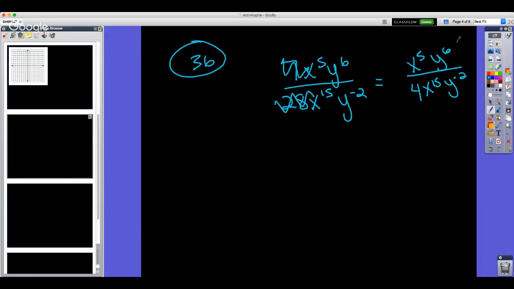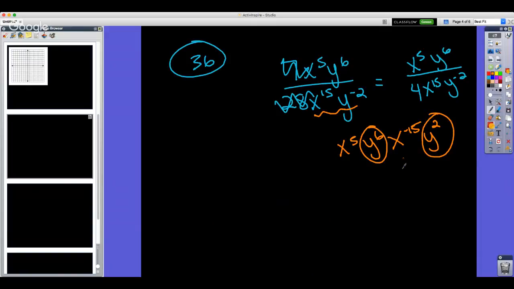Now, some of you do it differently, right? And that's fine. We could do this. Let's just bring both of these up to the top. You're exactly right, Gabby. So we'd have x to the 5th, y to the 6th. If I brought x to the 15th up, what would that change to? Good. And if I brought y to the negative 2nd up, it'd be y to the 2nd. So Gabby's right. y to the 6th times y to the 2nd gets me y to the 8th.